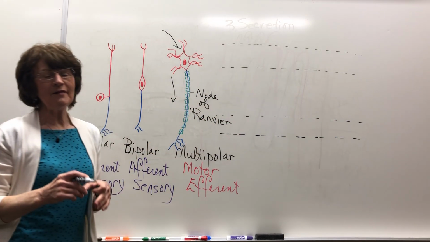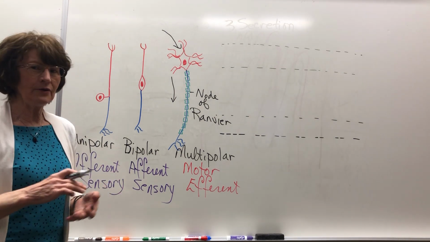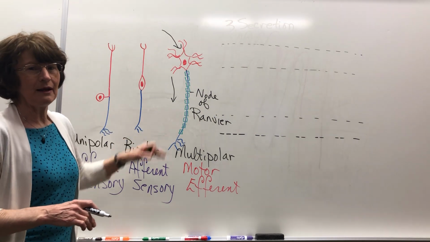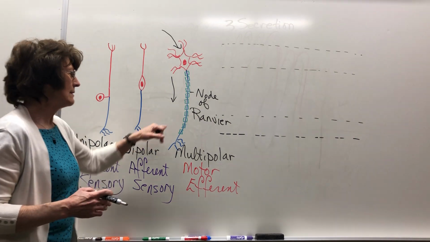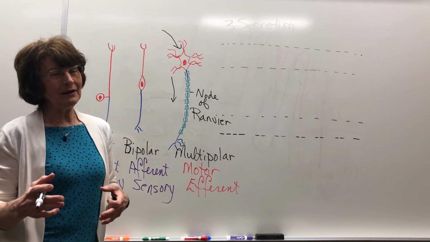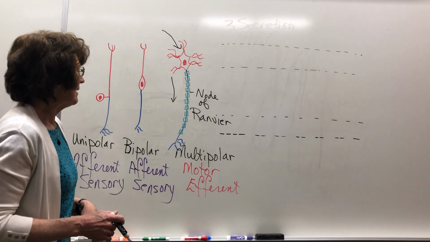Now for a node of Ranvier, why is it important? It allows the jumping, the saltatory conduction of the transmission of the impulse, speeds it up so that it can go 300 miles an hour. So this is important to have the myelination. What color is myelin? Well, it's white. It's a lipoprotein, and so we've got that.